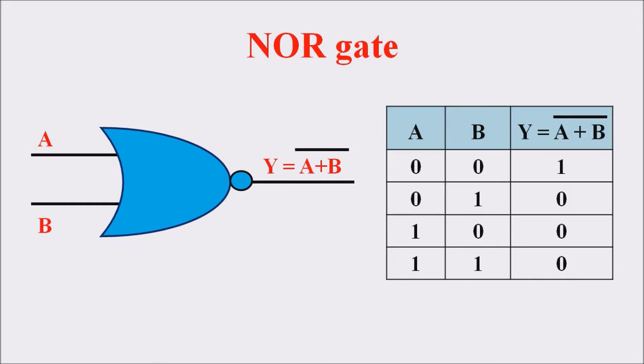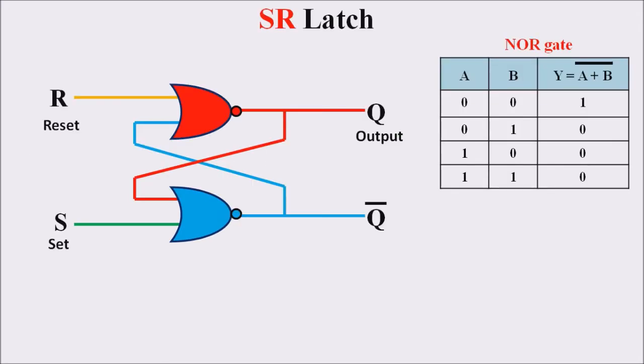The NOR gate's truth table is as follows. 0,0 results in output 1. 0,1 results in 0. 1,0 results in 0. And 1,1 results in 0. This simply means that if any of its inputs is 1, then the output will be 0. By using this NOR gate, we are going to introduce the concept of the SR latch.